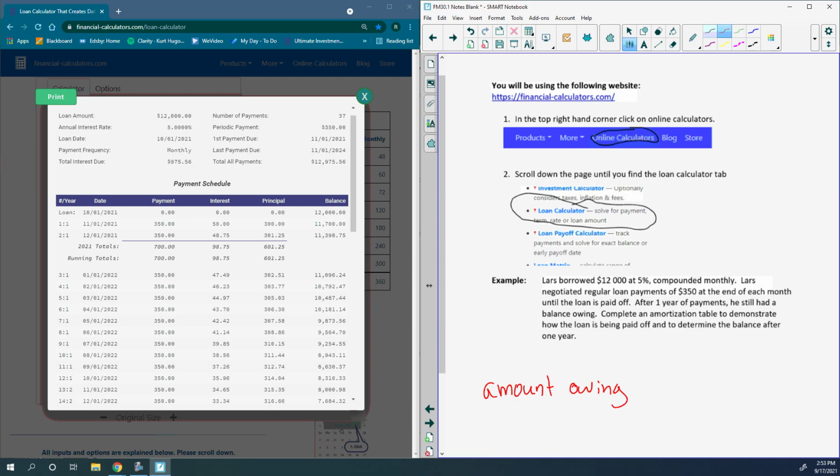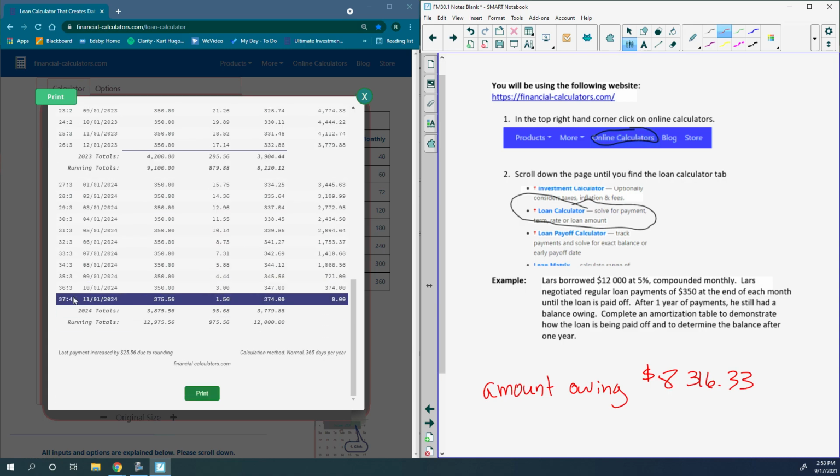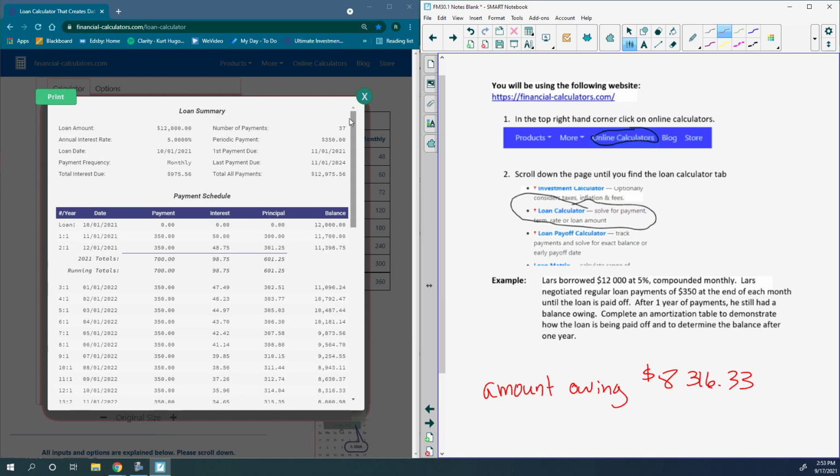So I'm going to write that down as the amount owing: $8,316.33. Not that the question's asking, but you could scroll down, and it's going to take about 4 years to pay off everything. That ends that question.